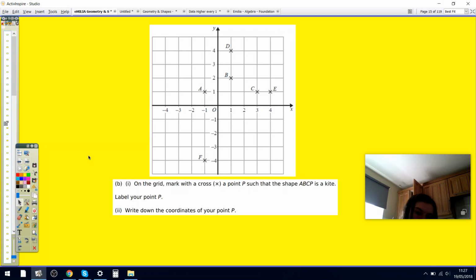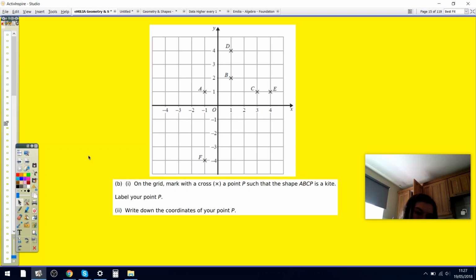I don't know where P is. Would you join the other things up first? That's always a good idea. So, A, B, C, and then we need to make a kite. Any idea how we go with that? So would P have to be level with B? Yes.